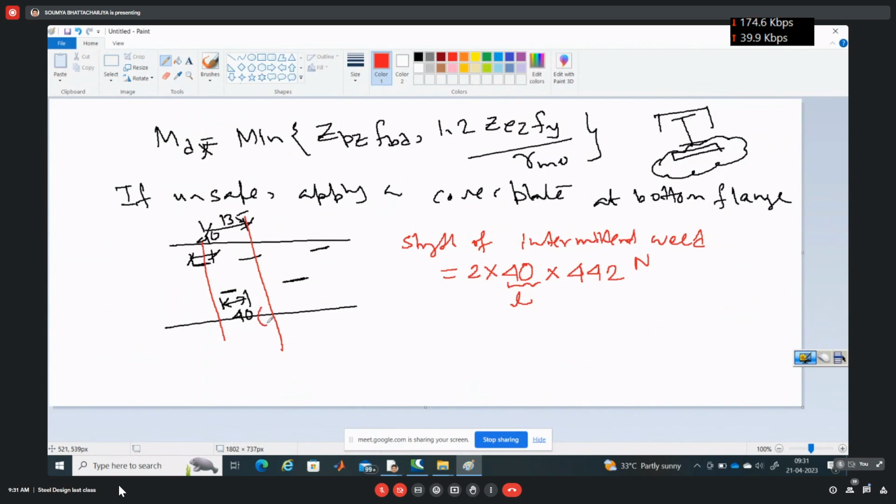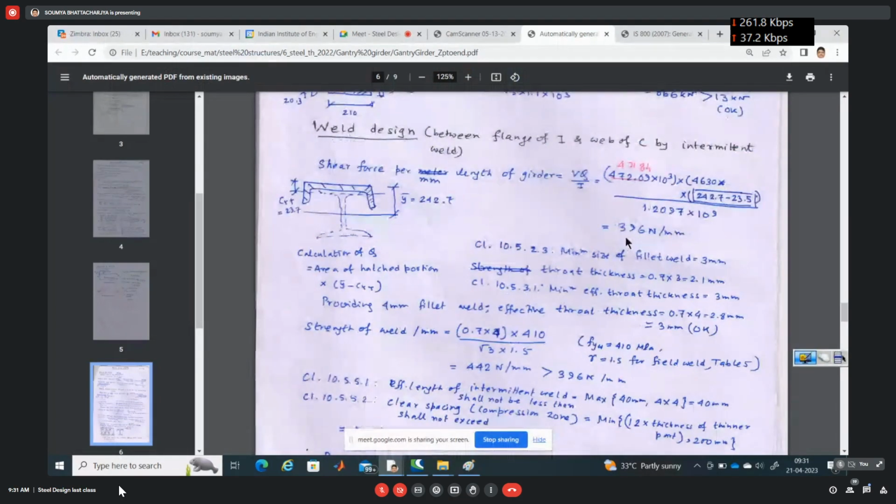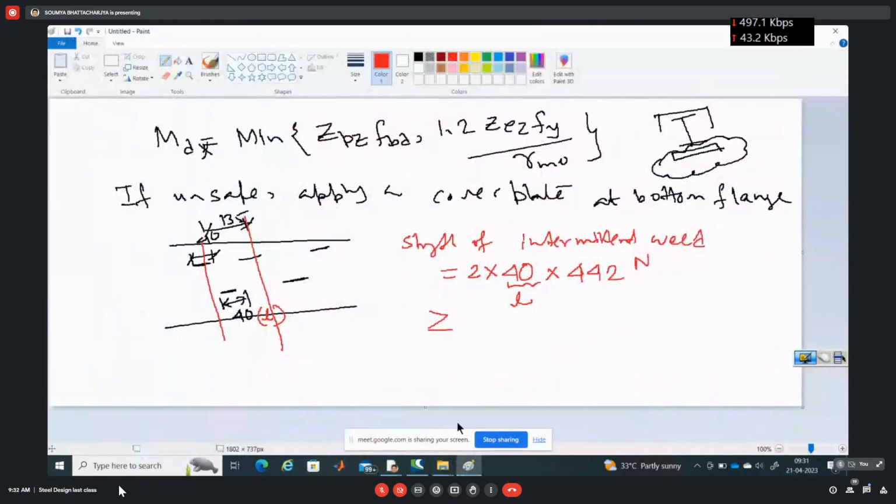So this 40 is your L. That should be more than the shear flow, that is, the shear force coming is 396 Newton per mm. So that should be more than 396 Newton per mm multiplied by this L plus spacing. Spacing is S. L equal to 40 and S equal to 90 here.